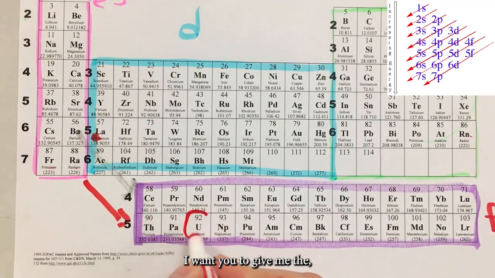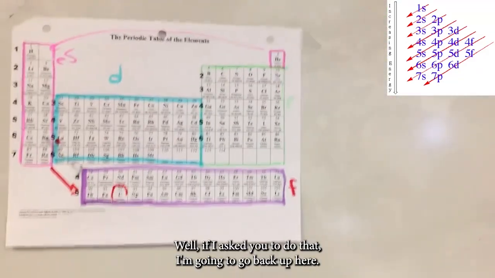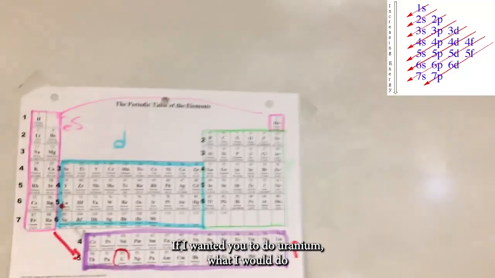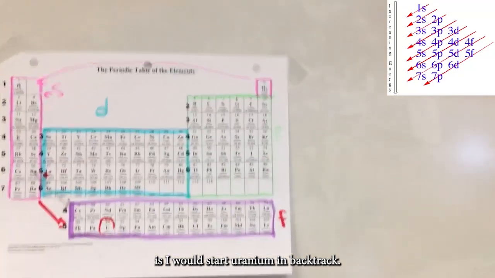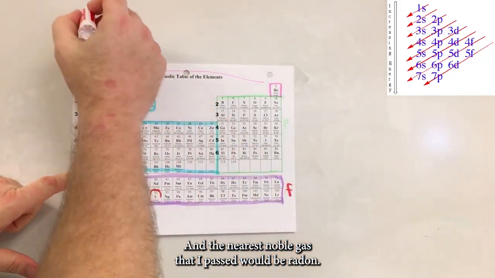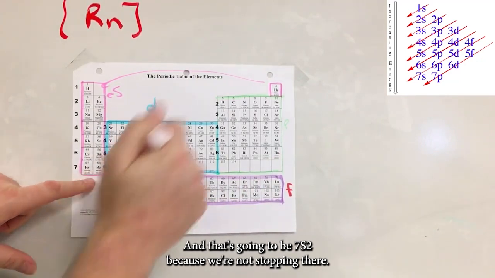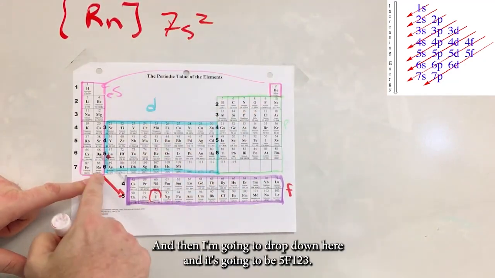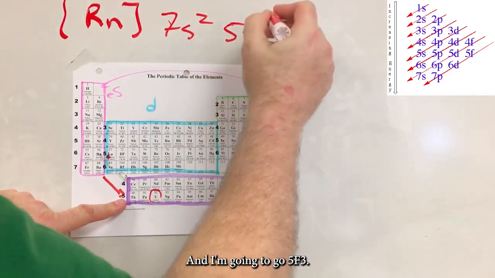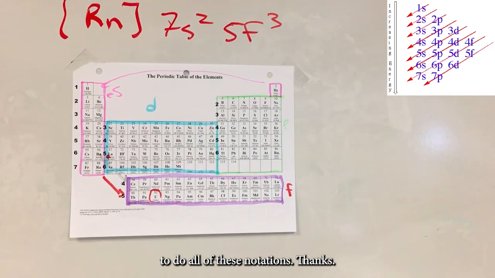Now, what that means is if I were to ever ask you, let's say I want you to do uranium. I want you to give me the notation for uranium. Well, if I asked you to do that, I'm going to go back up here so we have a little bit of room. If I wanted you to do uranium, what I would do is I would start at uranium and backtrack, and the nearest noble gas that I've passed would be radon. So I'm going to go Rn. Then I'm going to go Rn and go ding, and that's going to be 7s2 because we're not stopping there. And then I'm going to drop down here, and it's going to be 5f, 1, 2, 3, and I'm going to go 5f3. So hopefully this has helped you to figure out a short way to do all of these notations. Thanks.